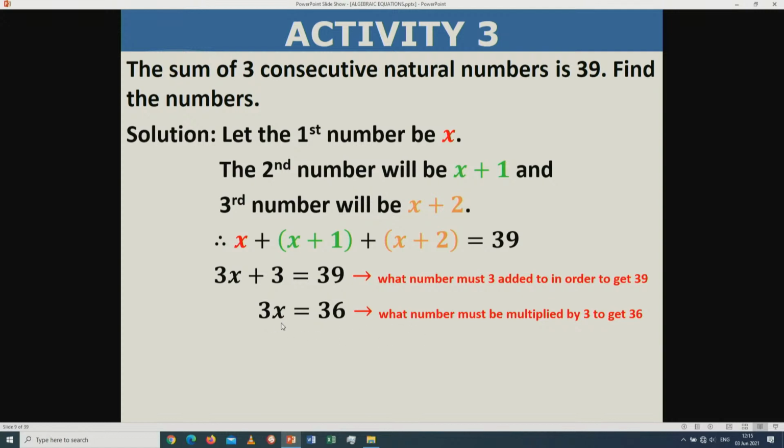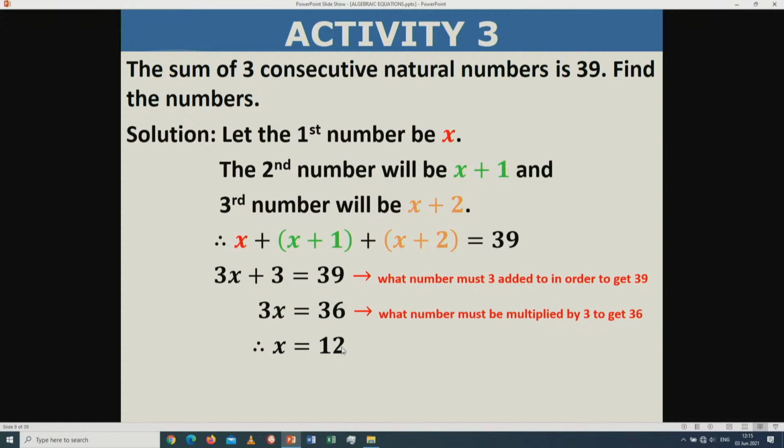We now have 3x being equivalent to 36. Now we need to know the number that we will multiply by 3 in order to get 36. And if you check the number that must be multiplied by 3 to get 36, surely it must be 12. Alright, so let's have a look if it is correct. Yes. In other words, the value of x is equal to 12.